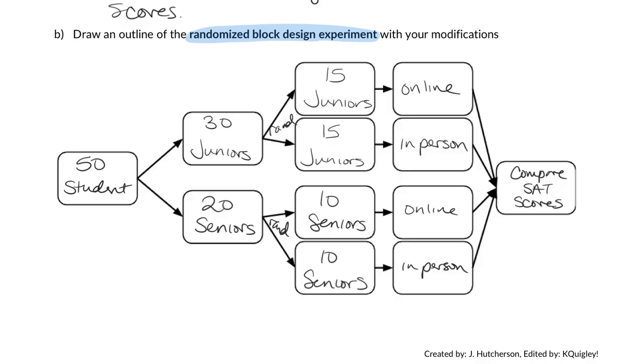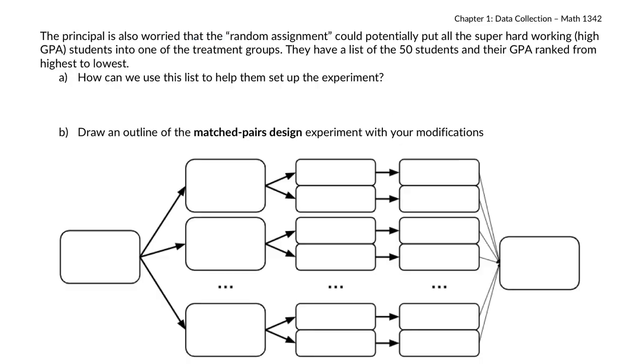Make sense? Okay, but now the principal's thinking about it and they're like, what if when we're doing this, all of the people with the top 15 GPAs get in the online one. Would that skew the data more than age?